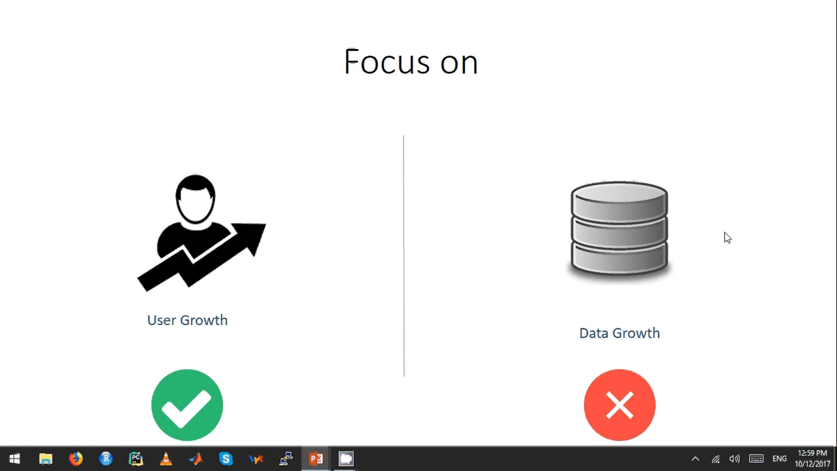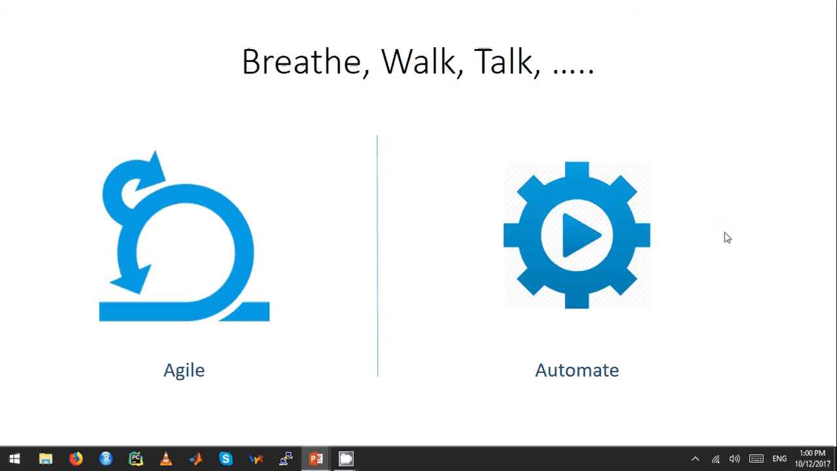You have to democratize data access, which means focus on user growth. Even if you have a few hundred megabytes of data in your data lake, make sure you have thousands of users accessing that data, which means they're deriving value out of the data. One of the good things I found in the platform is that you have to share data using APIs. And the other thing is you have to breathe, walk, talk agile. If you want to do a data analytics project, you have to be agile and try to automate as many processes as you can. And thank you very much.